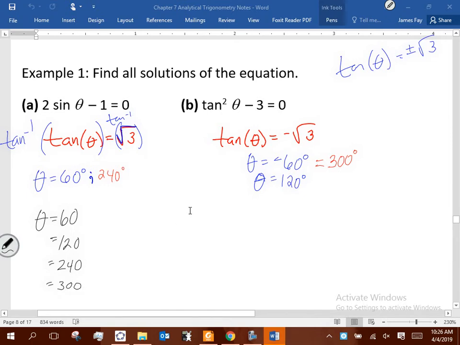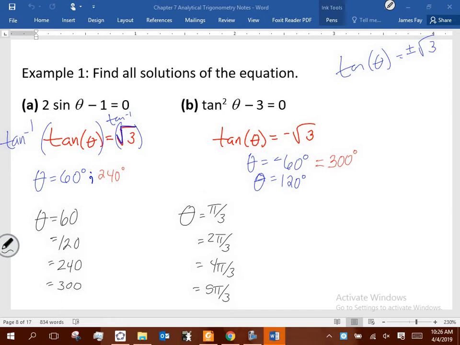But if I was doing it in radians, 60 is pi over 3, 120 is 2 pi over 3, 240 is 4 pi over 3, and 300 is 5 pi over 3. Okay, so now the reason I want to do that is because I'm going to use GeoGebra to just kind of visualize what we just did, what we came up with, and just setting up GeoGebra in degrees.